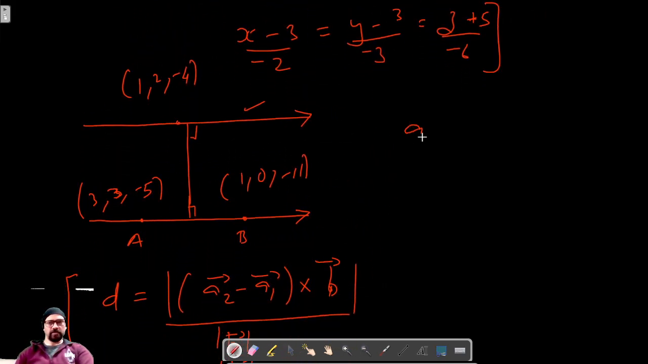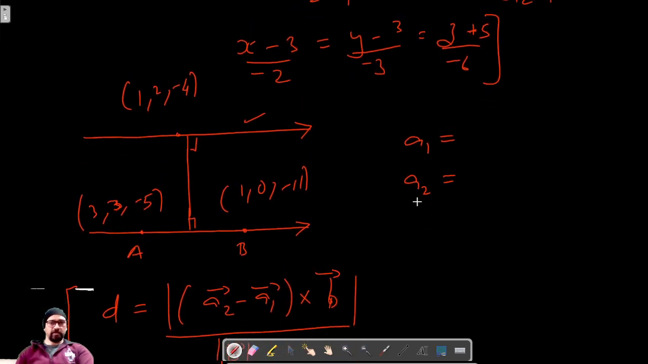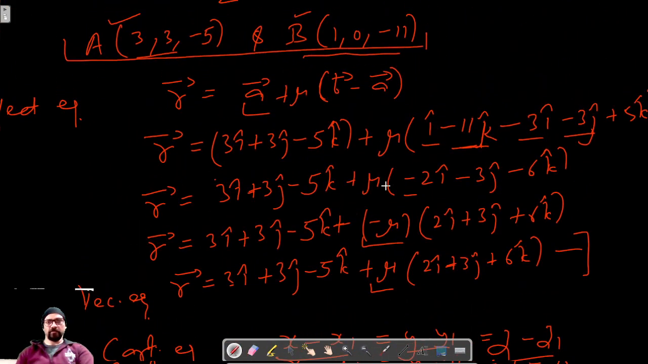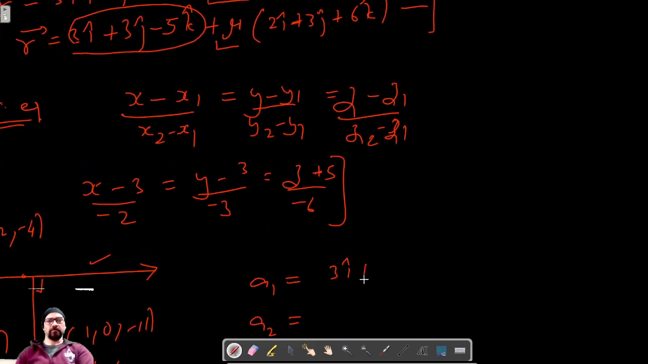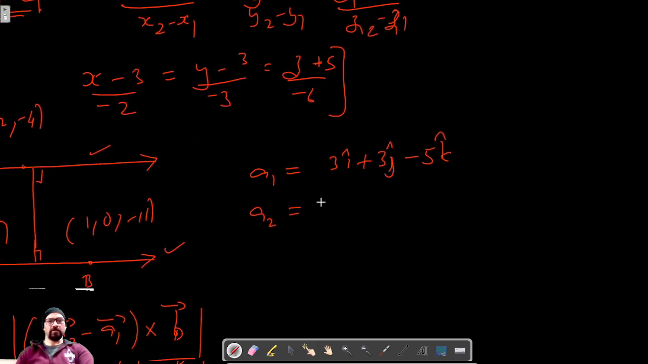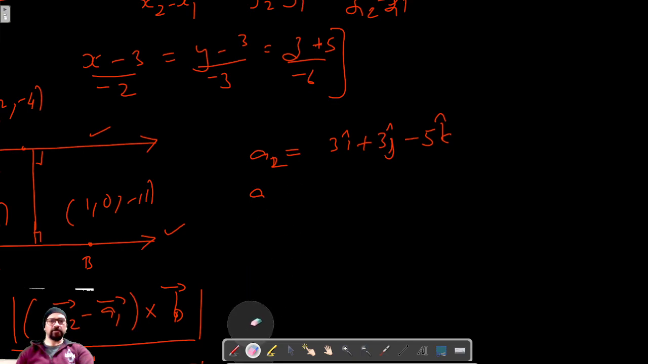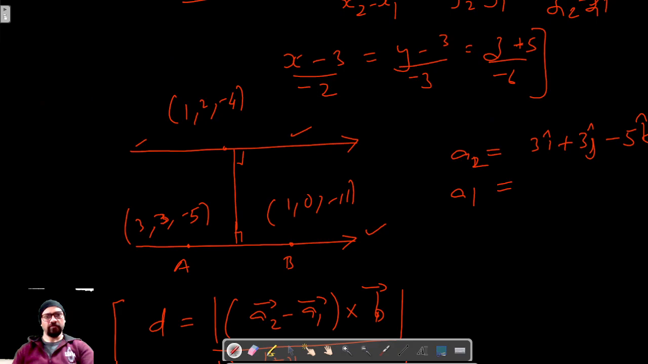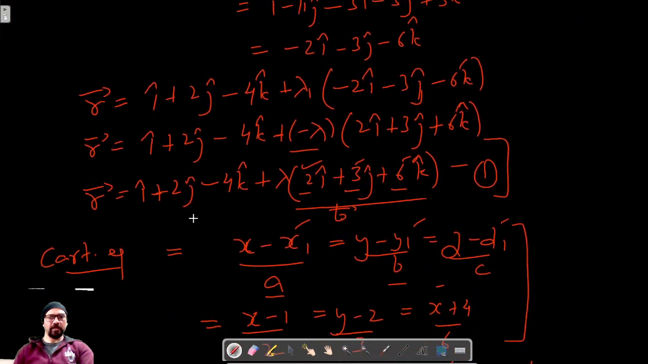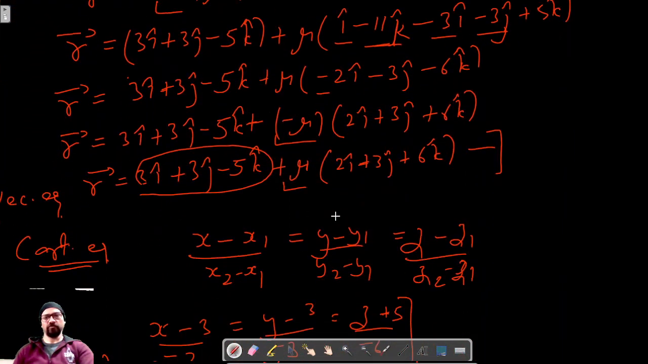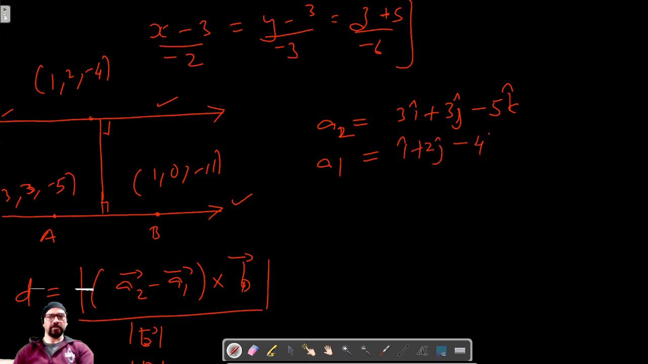So first of all, let's find out the difference between A2 and A1. So this was the second equation, and this is our A2. So this is 3i cap plus 3j cap minus 5k cap. From this line we got A2, and now A1 we will get from the first equation. This is also our first equation, and A1 is i cap plus 2j minus 4k cap. And now let's find out the difference, and then the cross product with B.